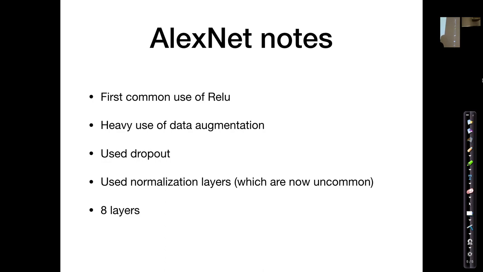I said the normalization was batch normalization. I had forgotten they used different normalization layers and didn't use batch normalization. So this is today, batch norm is used. And it was 8 layers.